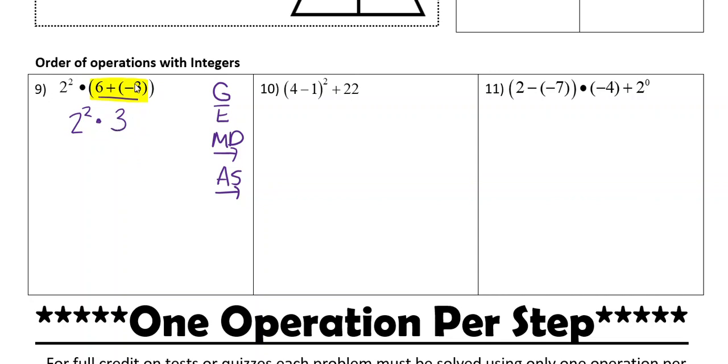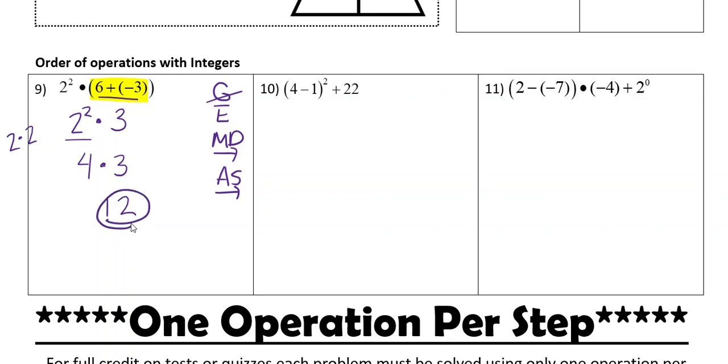Now that I'm done with my grouping, I can continue down my GEMDAS. Do I have any exponents? Yes, I have this 2 to the second power. Please remember that this is 2 times 2 because it's 2 times. That's 4. And then the last step would be 4 times 3, which would be 12. Make sure you circle your answer.